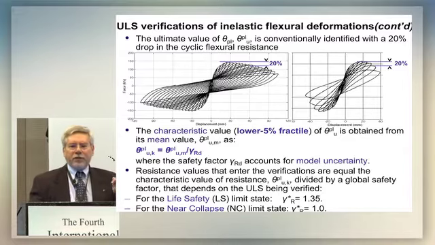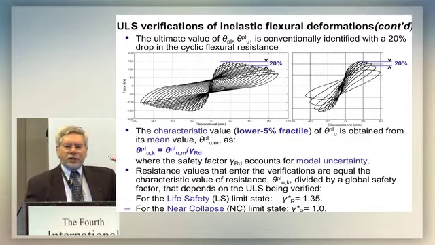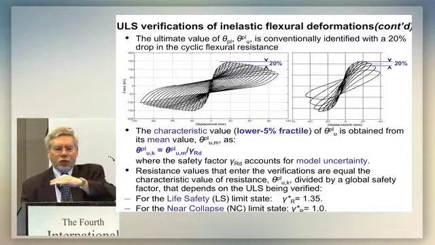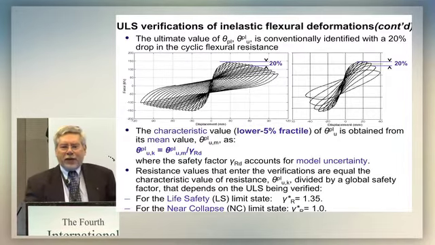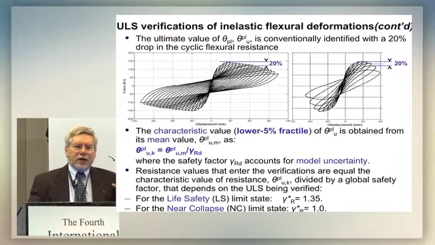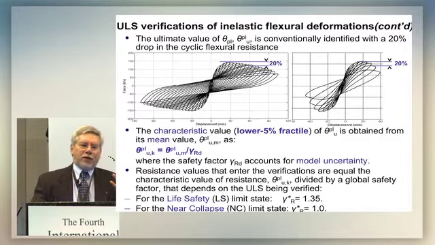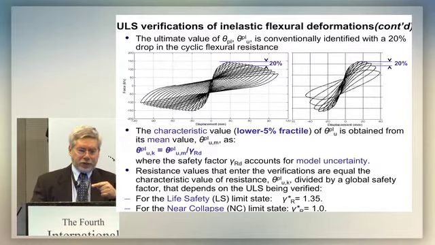Sometimes members may lose resistance due to cyclic loading rapidly and abruptly. Sometimes, as in the left one of these two figures, the resistance decreases smoothly. And you cannot say where exactly the member failed. So conventionally, we identify failure as a point where we lost 20% of the lateral force resistance. Lateral force, not gravity load resistance.